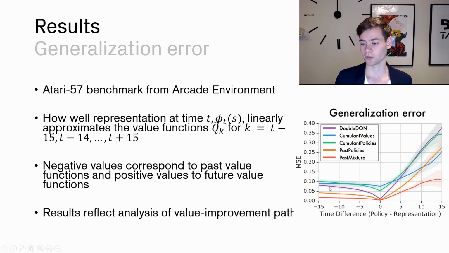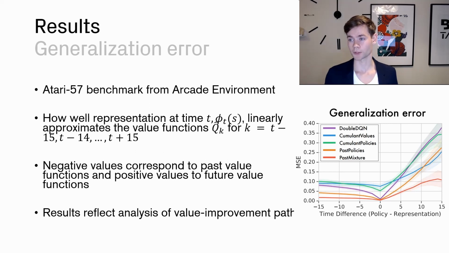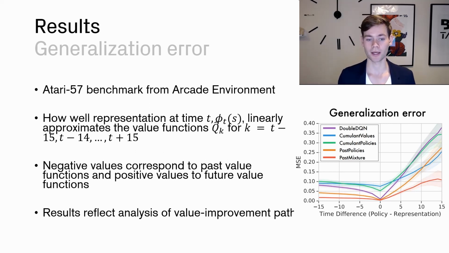And we can see that past policies and past mixtures generalize well. This is what we would really expect, right? Because we're in fact using the past action value functions to generate our auxiliary tasks, so we would expect them to generalize well in this direction. But the thing to really note is that even for the future time points, they generalize well, at least in the Atari setting. So it's very hard to draw any firm conclusions on how this would work in any given situation that we place the algorithm in.